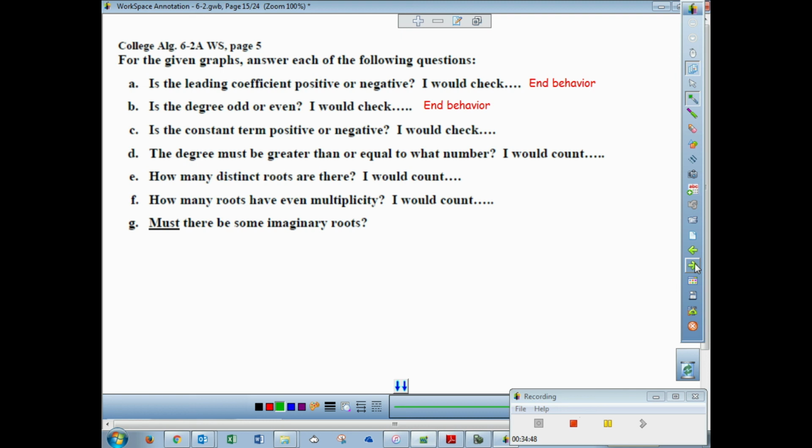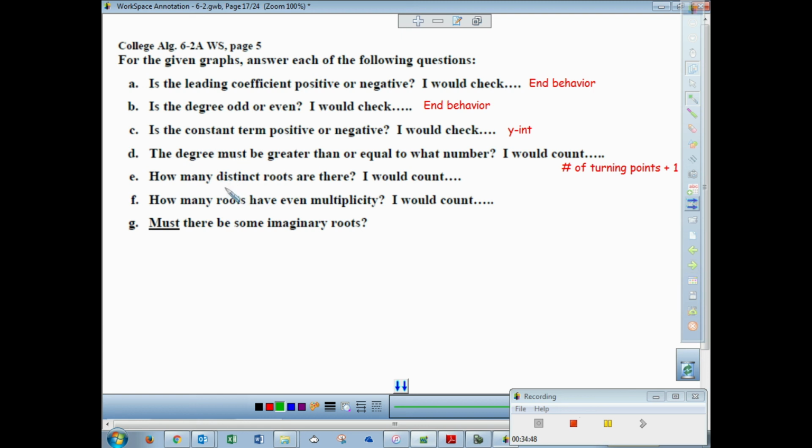The degree must be greater than or equal to what whole number? Or I shouldn't have said whole, but it is a whole number. The degree must be greater than or equal to what number? Back a couple pages ago when we found the minimum degree, right? How did we find the minimum degree? You would count the turning points plus 1. Number of turning points plus 1. You count the turning points and add 1 to it. That's the minimum degree.